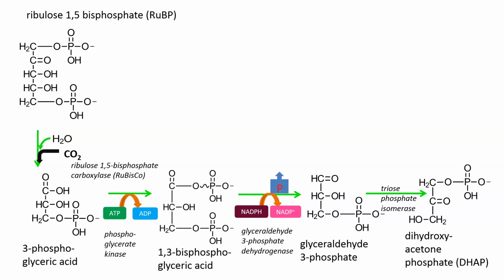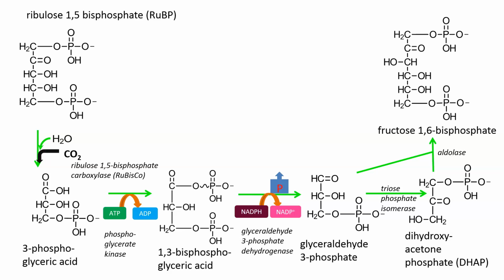From the dihydroxyacetone phosphate, there is an aldolase that combines these 2 chemicals, the glyceraldehyde 3-phosphate and the dihydroxyacetone phosphate, to give us fructose 1,6-bisphosphate. Now, fructose 1,6-bisphosphate is also the precursor for fructose. So we now have chemicals that can be used within the plant.